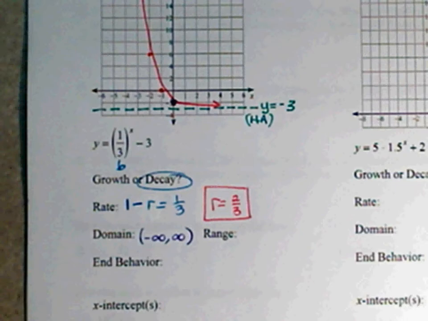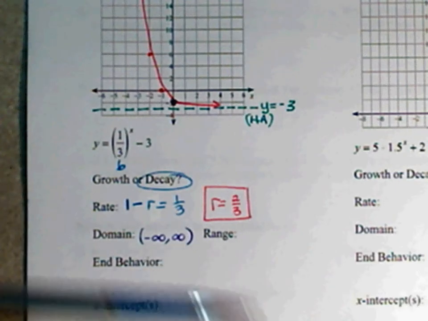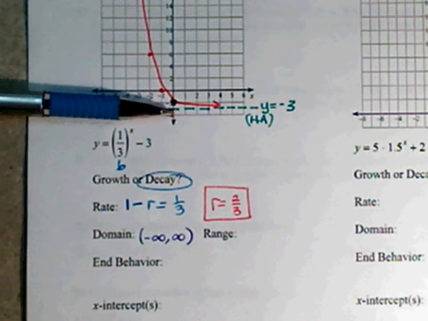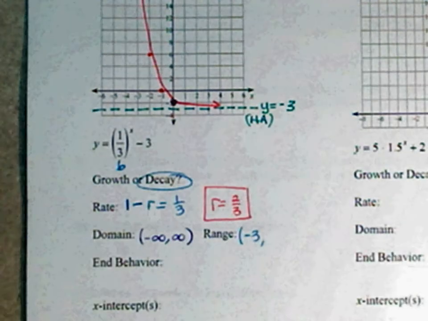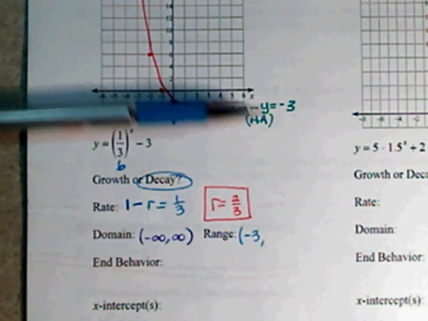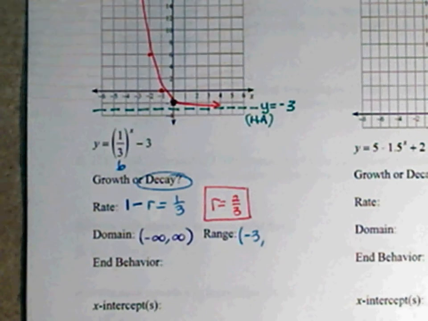Your range. How low did you start? We started at -3, but we never touched -3. So it's going to be parentheses, -3. How high did this graph go? All the way to infinity.